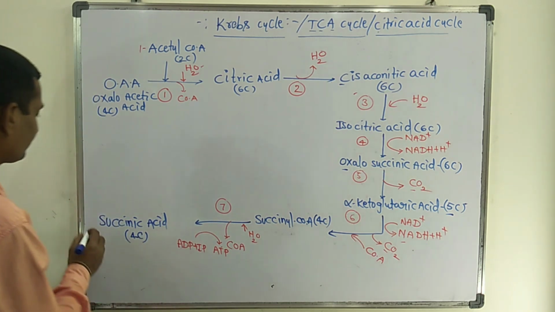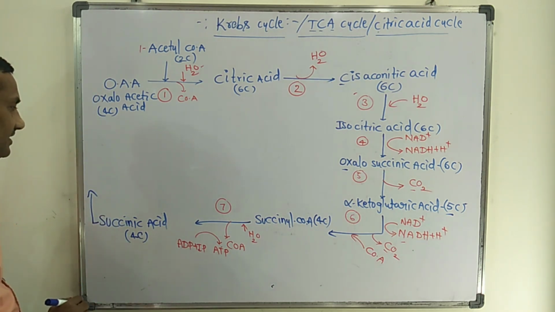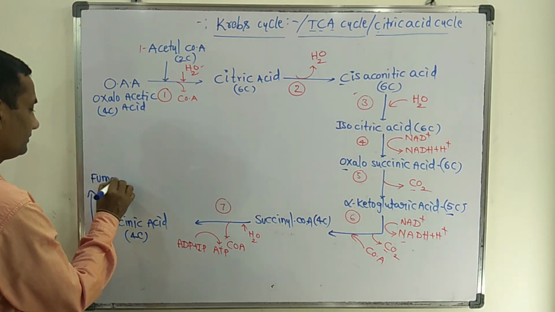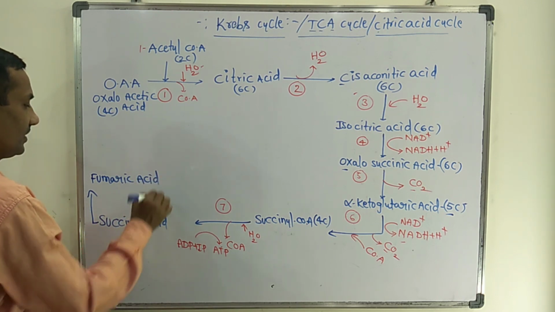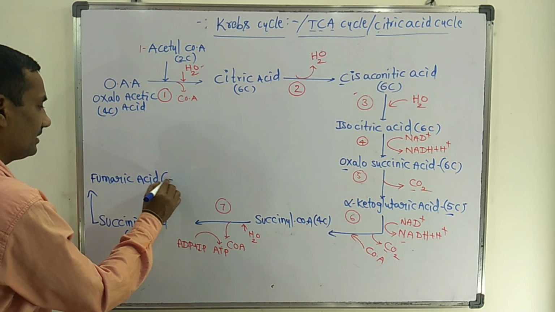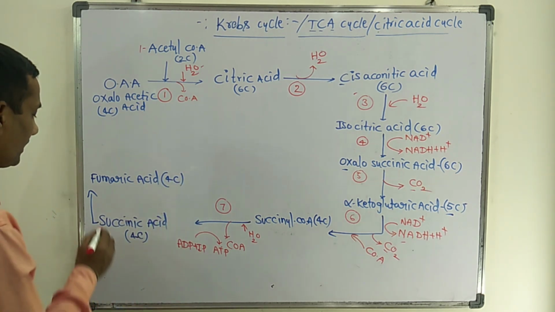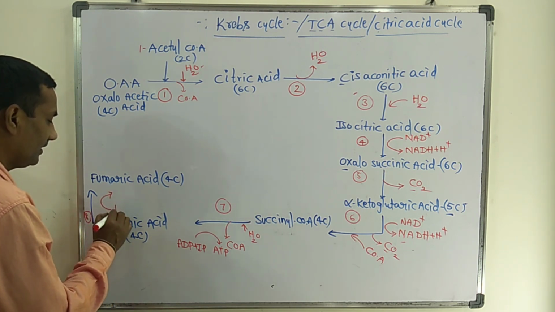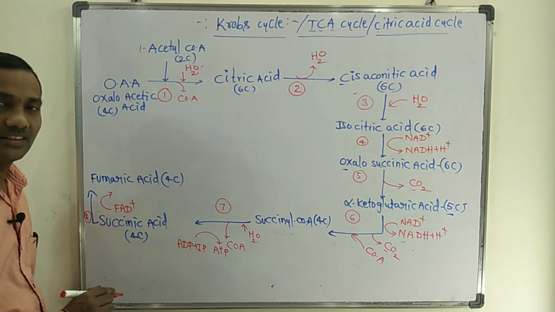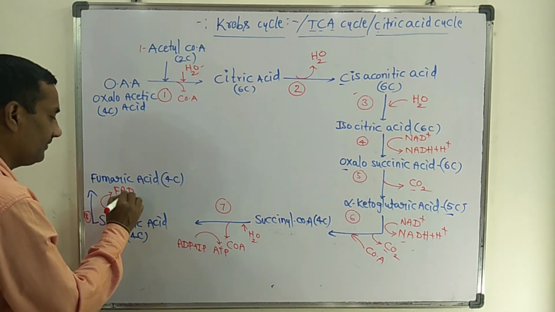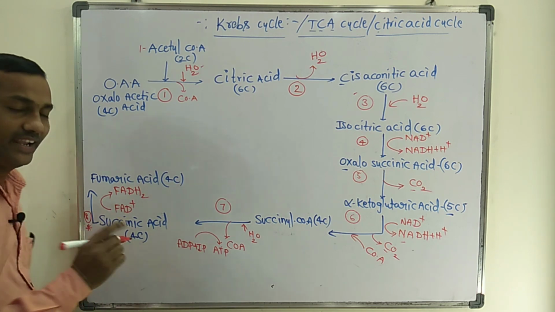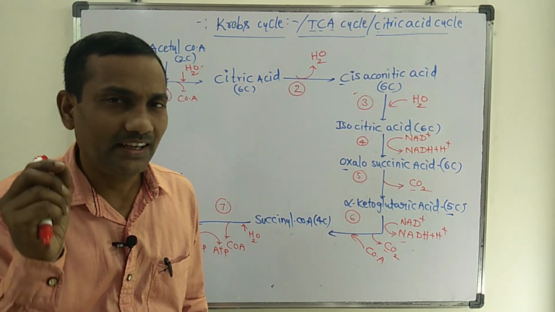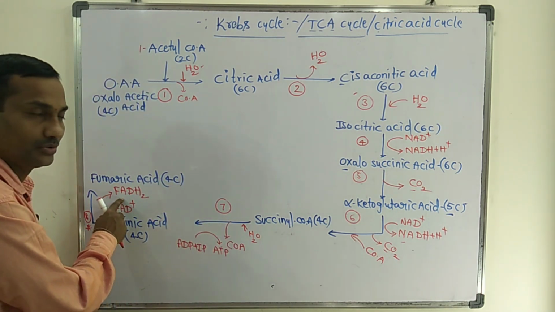Now the 8th step, once you see here, this is the 8th step. Because of the 8th step, fumaric acid is formed. This fumaric acid also consists of 4 carbons. But here in the 8th step, one major event occurs. FAD plus is reduced to FADH2. The 8th step is an oxidation step. Only in the 8th step is FADH2 produced.